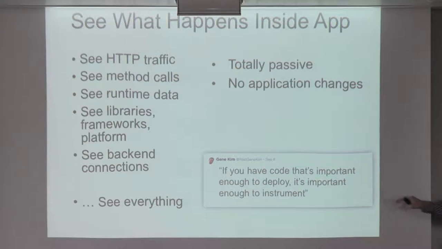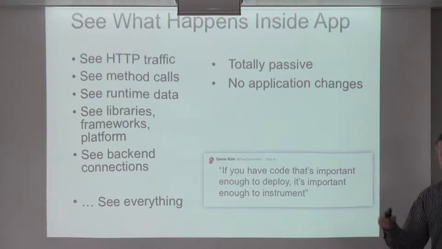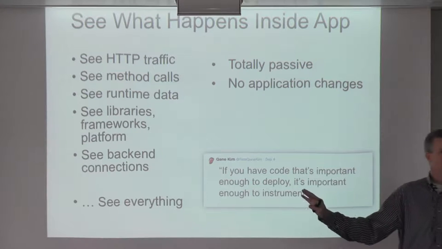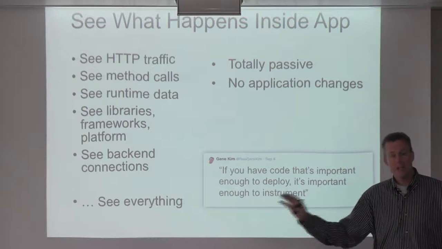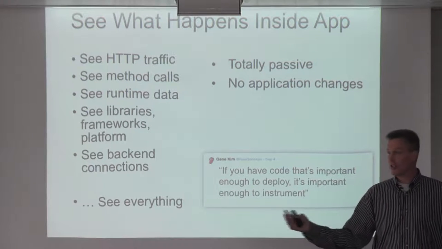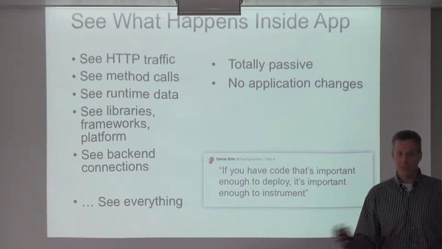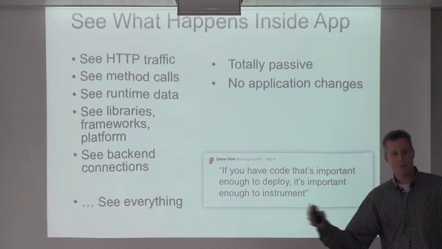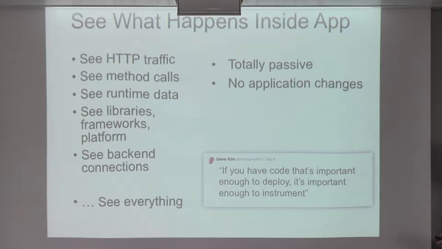And I thought Gene Kim made a really nice point. If you don't know Gene Kim, you should get his book, The Phoenix Project, check it out, or The DevOps Handbook. They're great stuff. He said if you have code that's important enough to deploy, it's important enough to instrument it. And I think he's really onto something here. The future of applications is being instrumented all the time. We need to monitor our applications to make sure that they're doing the right stuff, and we need to do this for security. We need to monitor what's going on inside our applications all the time.